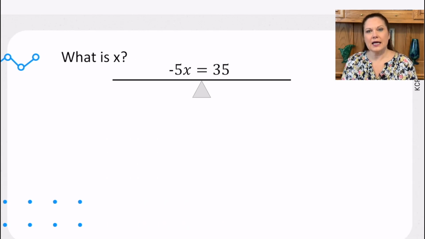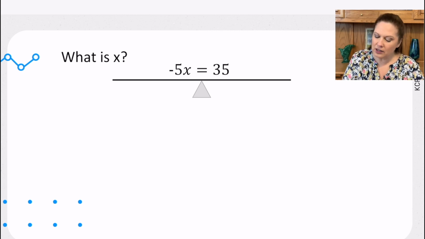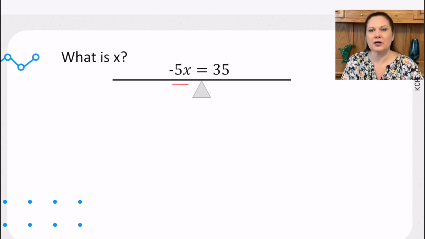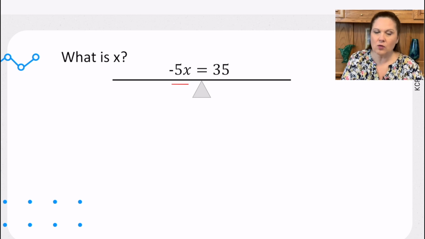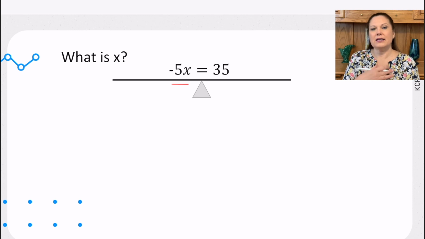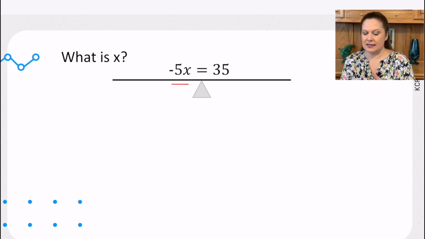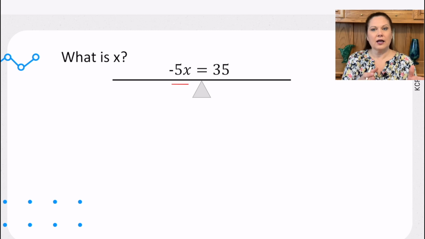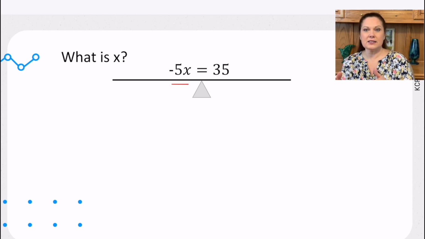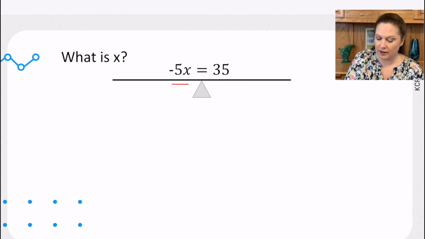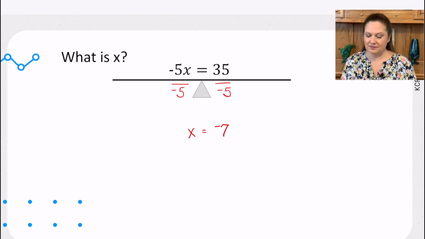Let's do one with multiplication. What's the opposite of multiplication? Awesome, it's division. So what we're going to do is use a fraction bar to represent our division. Notice our equation: -5 times x is equal to 35. Remember, we're going to undo it. So instead of multiplying times -5, we're going to divide by -5. We divide by -5, divide by -5. Okay, x is going to equal, yeah, I heard it, -7. Good job.